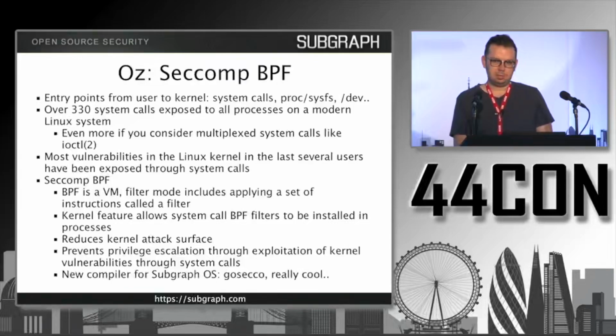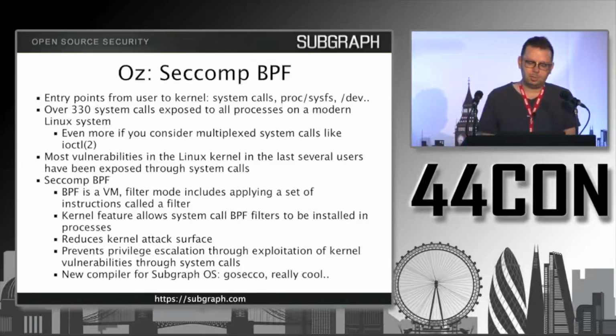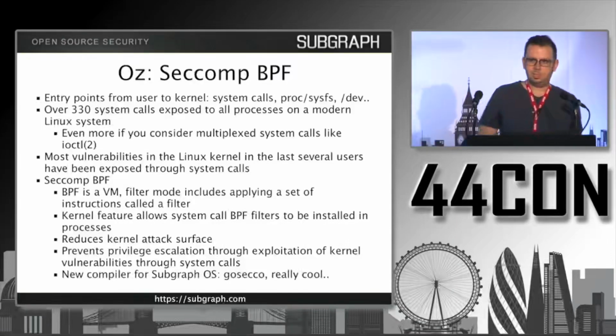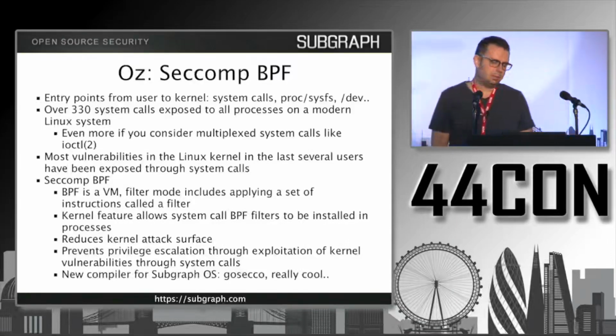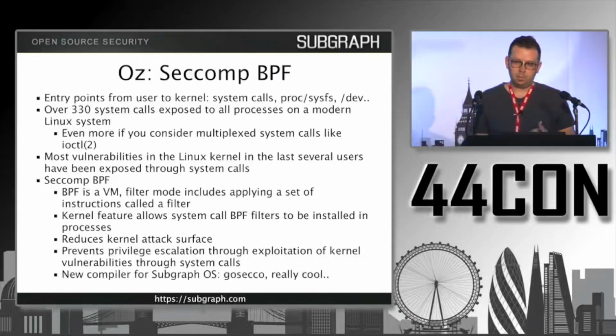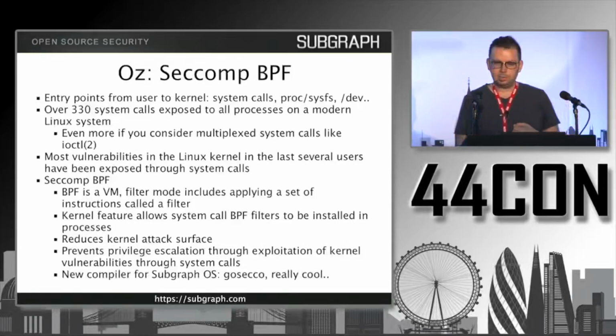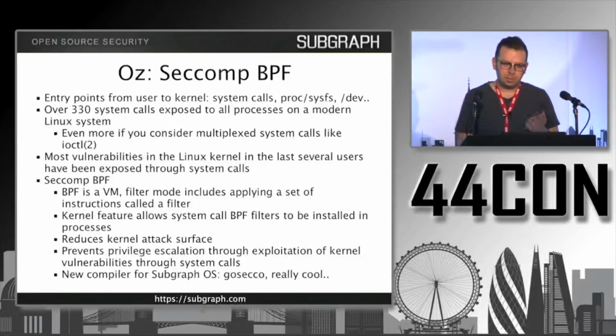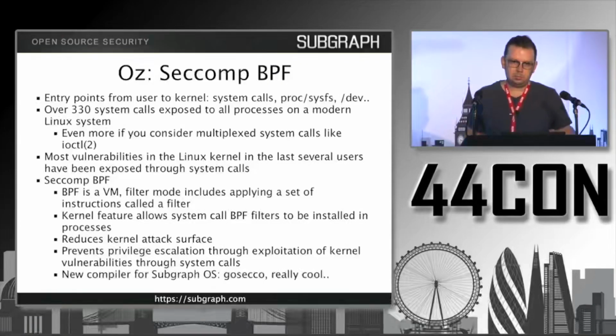Seccomp BPF was an exciting area of research for us. It was something I worked on a lot personally. And it was totally experimental for us. So for a user land process, the entry points into kernel land are, number one on Linux, system calls. And then secondary to that would be interacting with things like procfs, sysfs, and nodes in /dev. These are the primary ways that a user land process interacts with or manipulates the kernel.